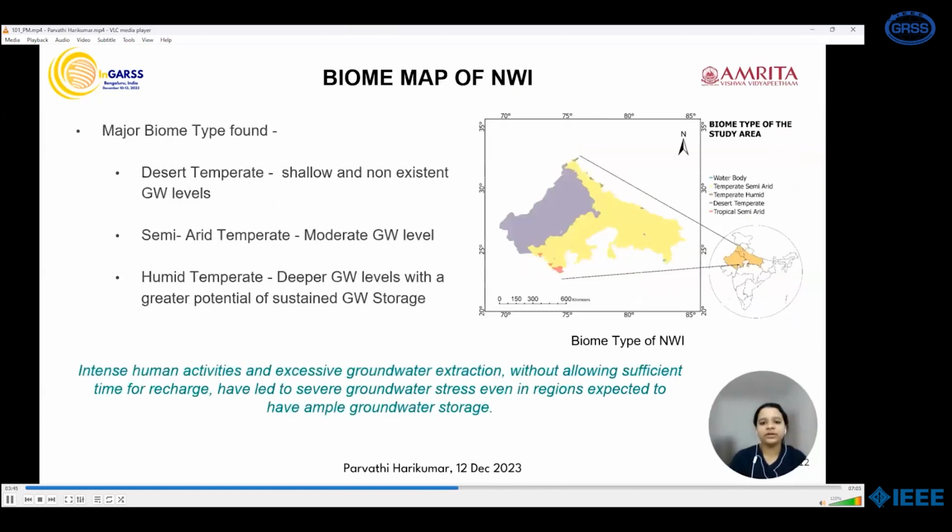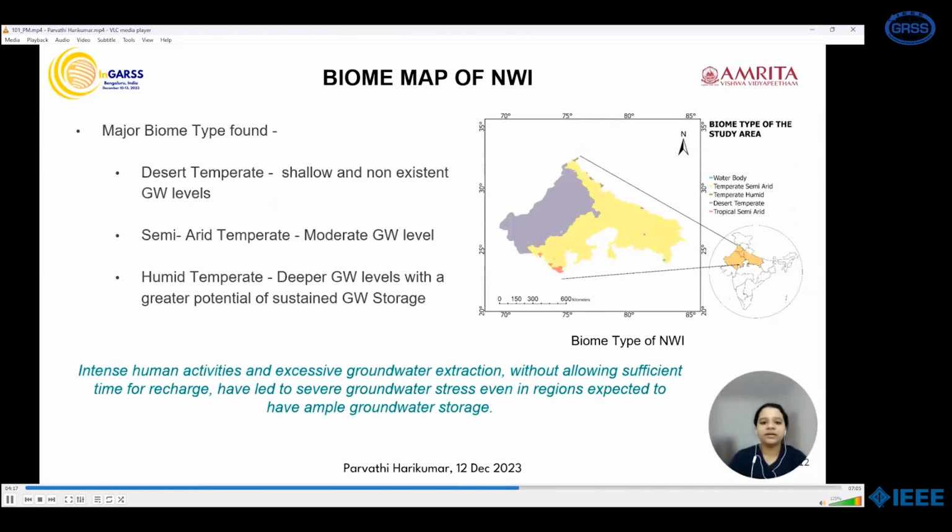We can find the following types of biome with their distinct characteristics in our study area. First, desert temperate. Here, the groundwater levels are shallow or sometimes non-existent. Then, semi-arid temperate. This type experiences moderate groundwater levels. During periods of high rainfall, recharge may occur, leading to increased groundwater levels, whereas during dry periods, the levels decline. The third type of biome found is humid temperate. In this environment, groundwater levels are deeper and there is a potential for maintaining groundwater storage over time.